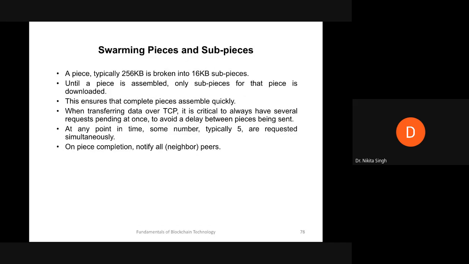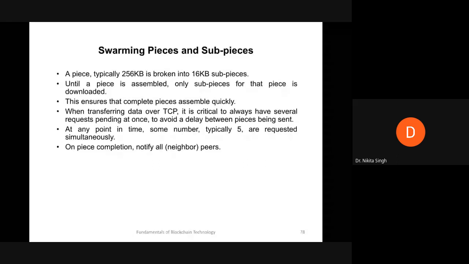That is, which piece or subpiece to request. This is taken care of by the piece selection algorithm. And from whom should you request a piece or a subpiece? This is the choking algorithm. So we need to know which piece I should request. A file is divided into pieces and we have a piece selection algorithm that will help us decide what piece we should request.